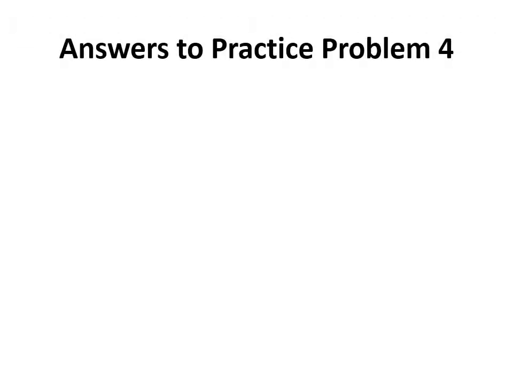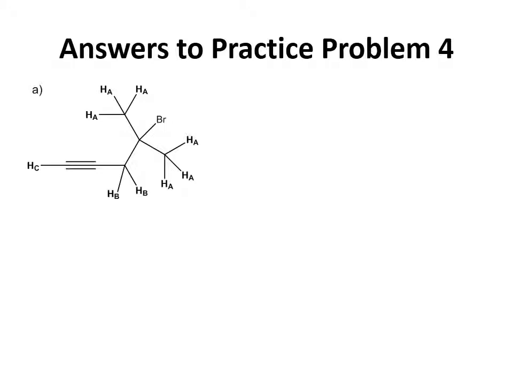Answers to practice problem 4. In part A, we have 3 sets of protons. The HA proton is a CH3 group. It's a singlet because it's not able to have splitting within 3 bonds, and it doesn't have any of the special 4-bond coupling.